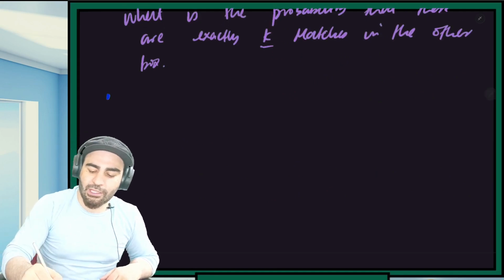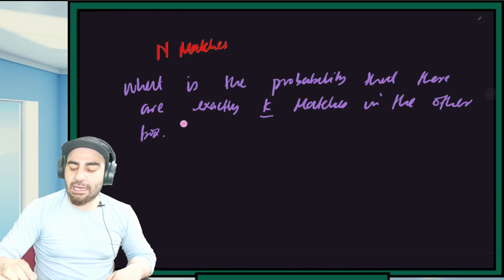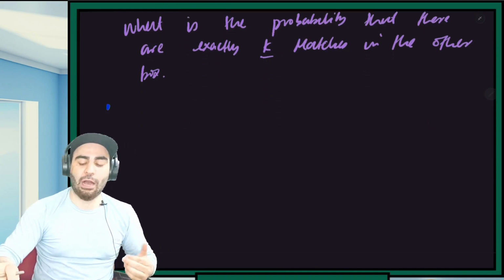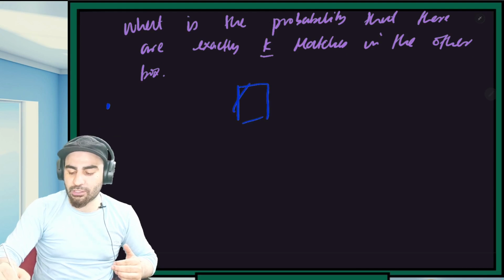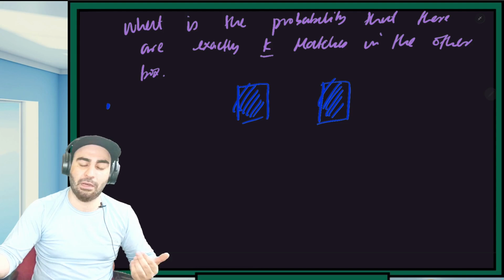Okay, now if you see, the question here asks us: what is the probability that there are exactly k matches in the other box? So assuming that one box got empty, how will one box get empty? We have these two boxes. Let's say this is box 1 and box 2, we'll demarcate them as the left box or the right box.